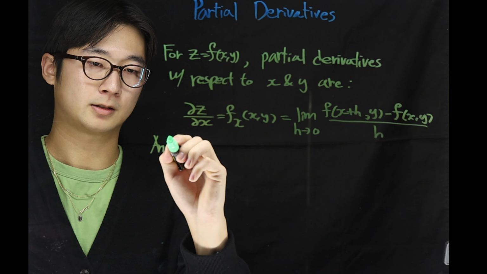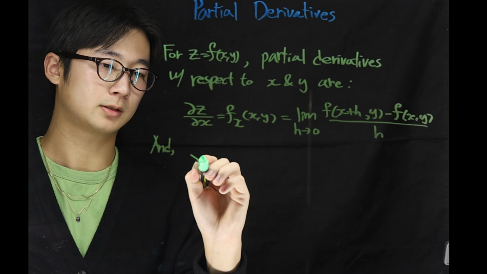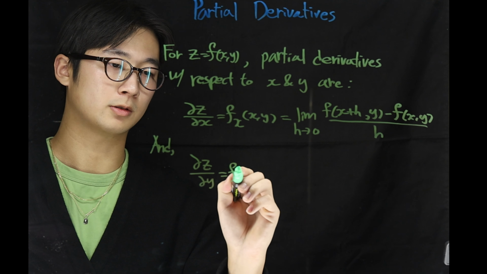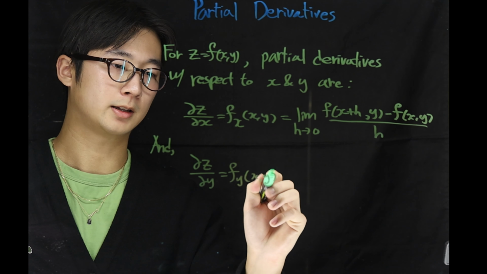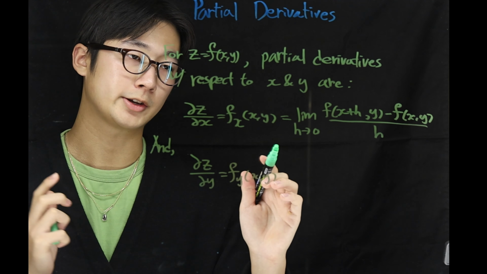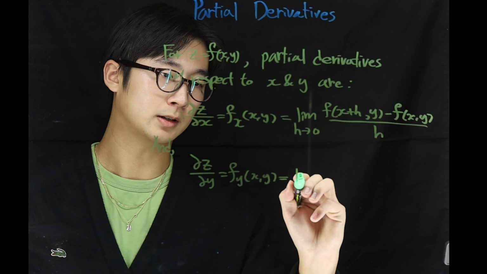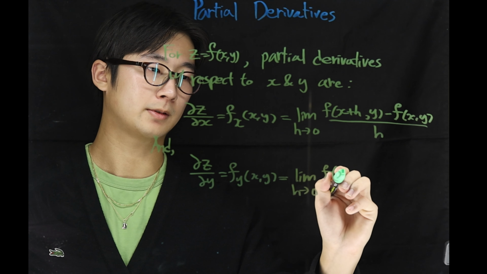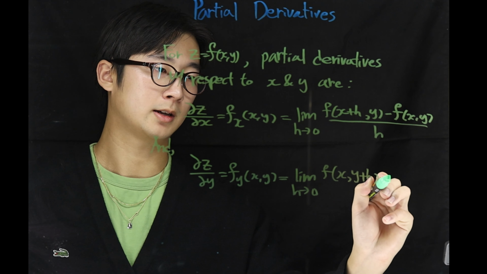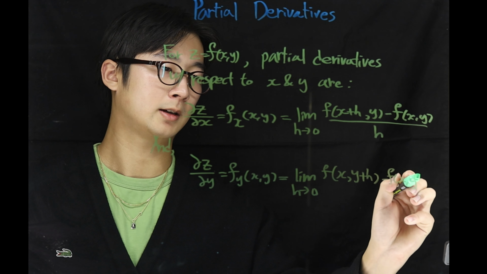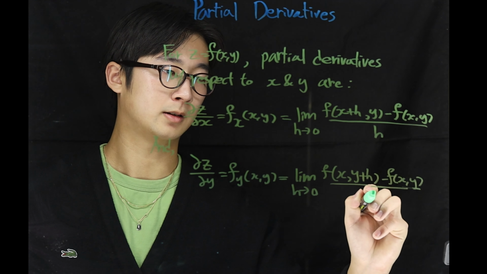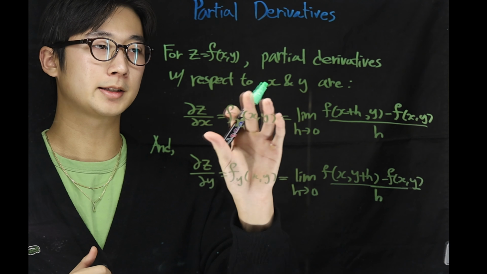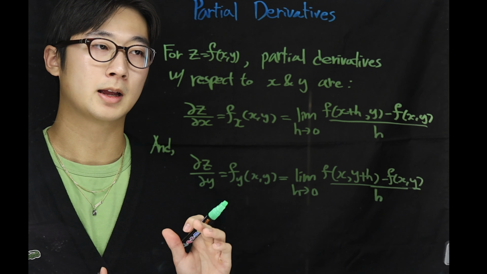And partial z with respect to y is equal to f sub y of x, y. They are the same, just different notation. And this is equal to the limit as h approaches 0 of f of x and y plus h minus f of x, y, over h. So mathematically, this is the definition of derivatives.